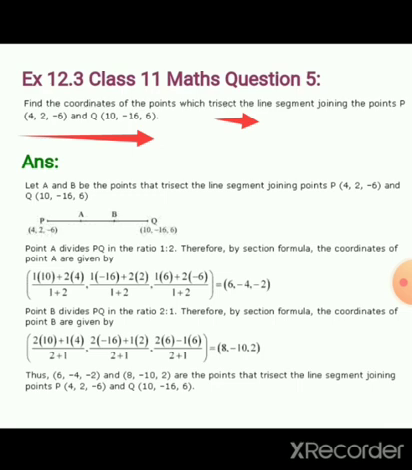Therefore the point B divides PQ in the ratio 2:1. Simplify this value, you will get this. Next, point B divides PQ in the ratio 2:1, simplify this one, you get the coordinates as this much. Thus (6, -4, -2) and (8, -10, 2) are the points that trisect the line segment joining the points P(4, 2, -6) and Q(10, -16, 6), as (6, -4, -2) or (8, -10, 2). This is the required result.